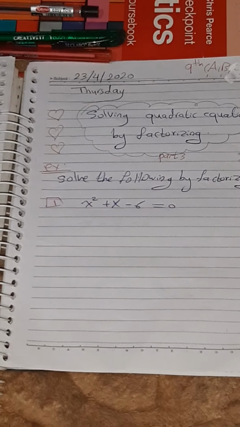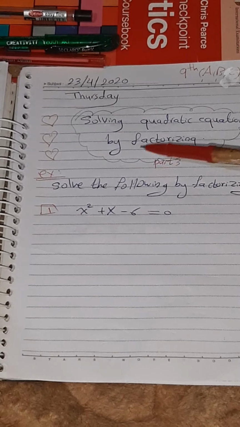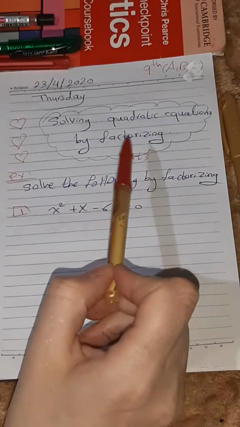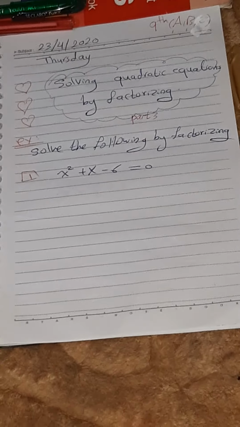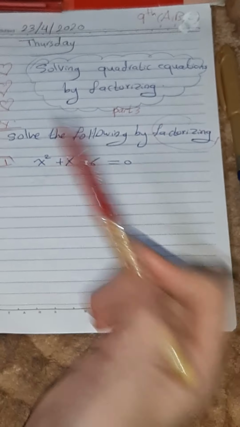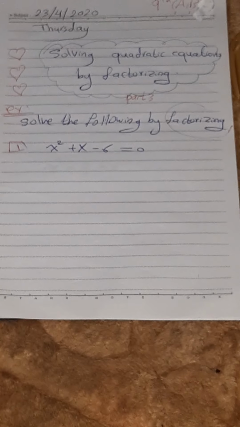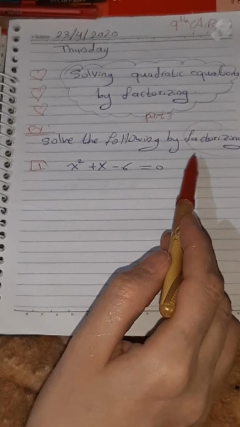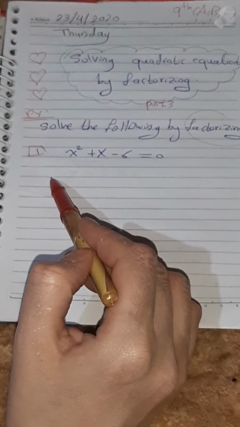Now, today we'll continue talking about solving quadratic equations by factorizing, the third part. I'll give you extra examples. Now, solve the following quadratic equations by factorizing. Factorizing means you need to open two brackets.